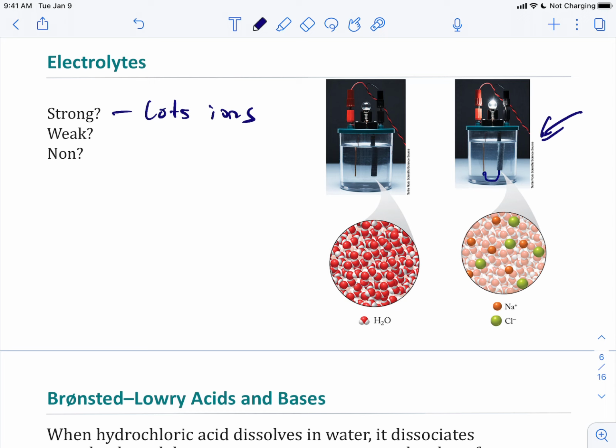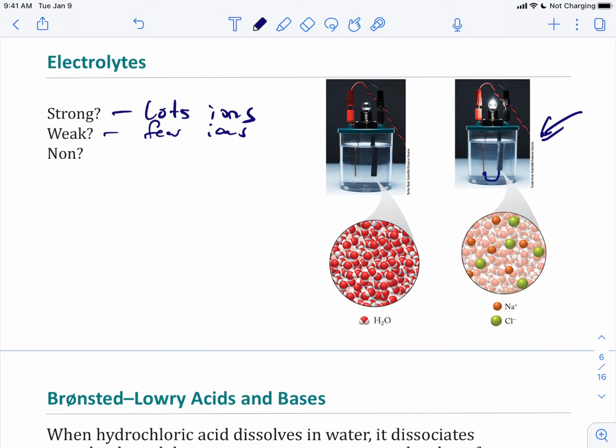So the idea is that this light bulb would not light if it was just in the air. But once I lower it into the solution, we complete the circuit, and those ions can carry that charge. That's what a strong electrolyte is. A weak electrolyte produces very few ions, and therefore won't light a light bulb, or will light a light bulb very dimly.